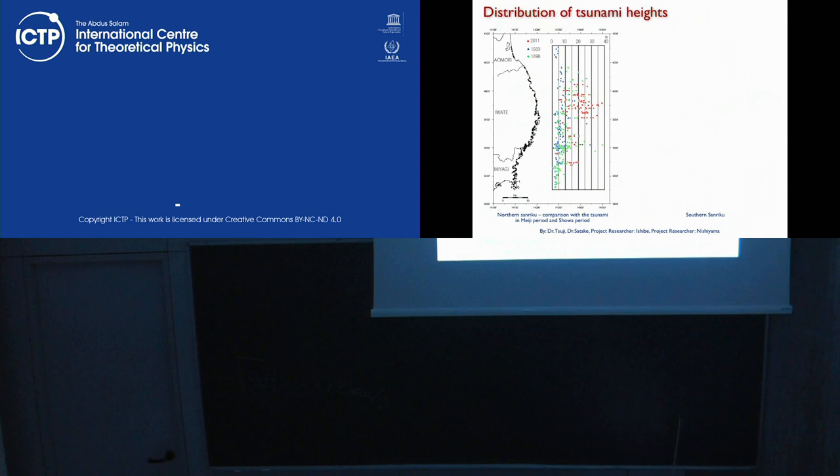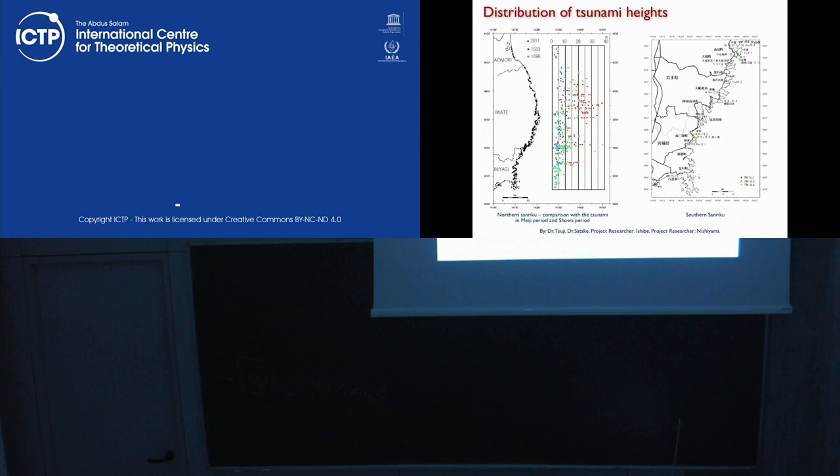Okay, what's next? Again some other impressive numbers about the Tohoku event. For example, here this is the northern Sanriku zone, this is the southern one, and you can tragically admire the numbers here. If you look at this, the red dots are the March 2011 event, and in some places it was huge. Wow. So huge that it was not exactly expected. And this will be the final part of this short presentation about tsunami.